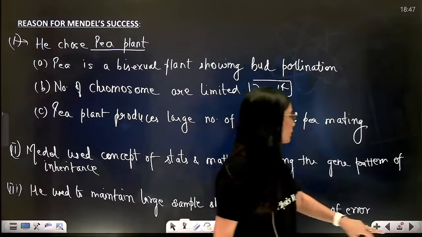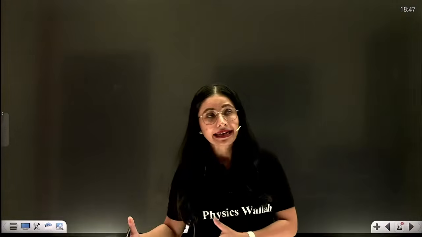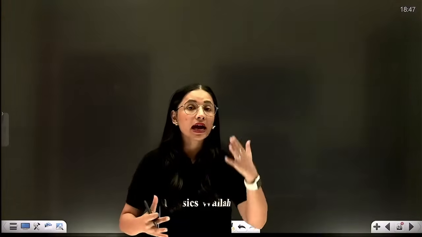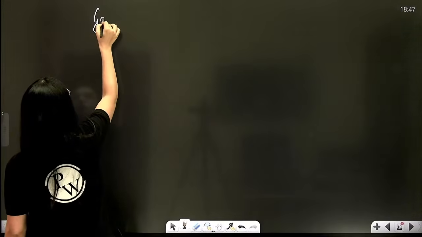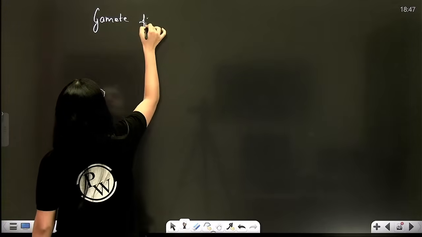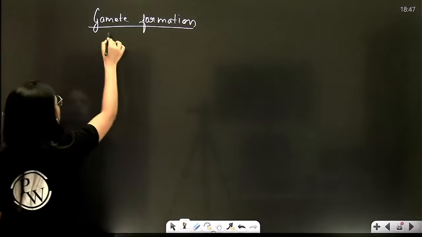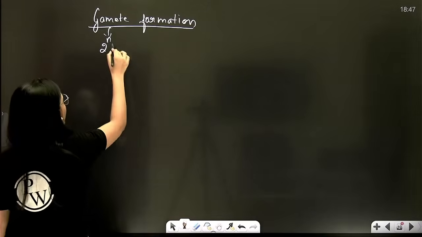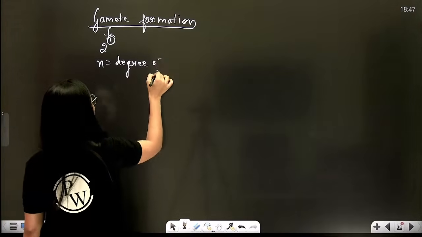Now we are going to start with the work of Mendel, that is his monohybrid cross. But before that, first we are going to see how gametes are produced from a diploid individual. So now we are going to study formation of gametes. The simple formula to calculate the number of gametes is 2 to the power n, where n is the degree of heterozygosity of genes.